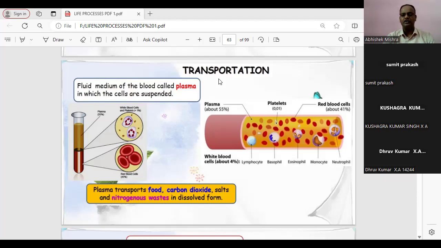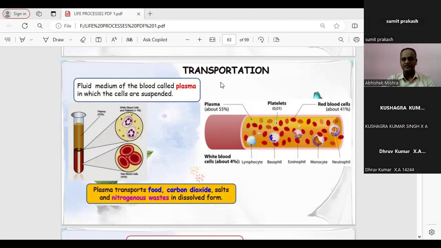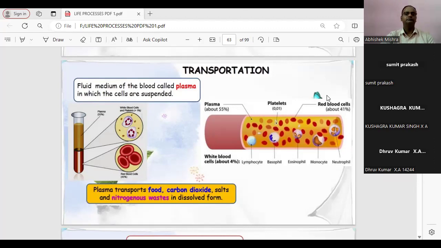Okay, so can anyone recall the function of the blood? Raise your hand so that I can unmute you. Function of blood. Anyone? We have already discussed this topic in class also, so you must have that. Yes, Sumit, unmute yourself. Go ahead. I think there is some network issue from your side.